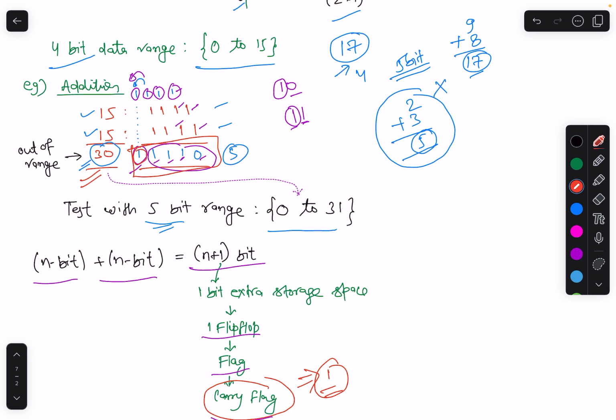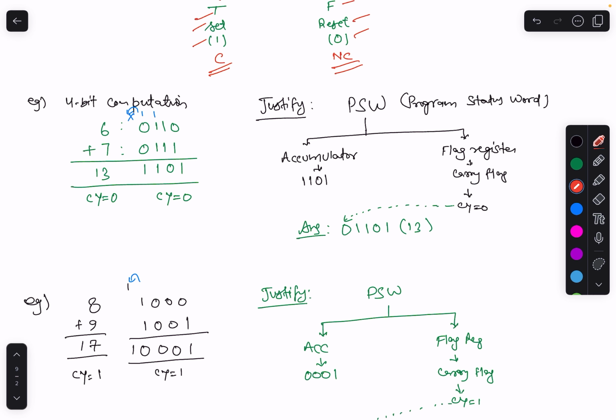So here we have this. This is the MSB, right? This is LSB, this is MSB, and we have this extra bit out of MSB. So that means carry is 1. Now let's solve a few problems.